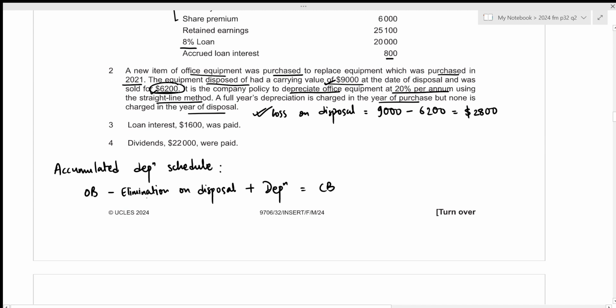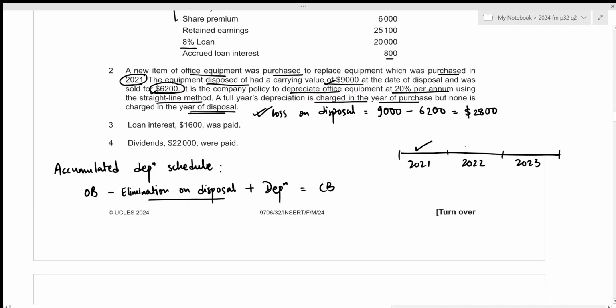Now, remember we also require the accumulated depreciation of the disposed non-current asset. So let's calculate that first. We know that this disposed equipment was purchased in 2021. And according to our company's policy, a full year's depreciation is charged in the year of purchase, but none is charged in the year of disposal. Let's create a timeline here. This is 2021, 2022, 2023. Remember that we purchased that equipment in 2021, so we need to calculate the depreciation for this year.